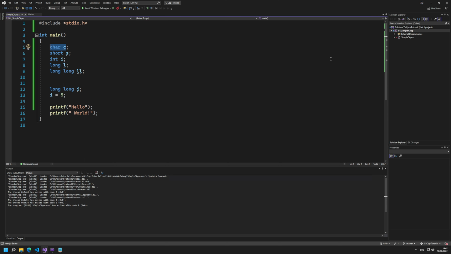You can always do this. You can always have these char, short, int, long. You can always have them. It's not an issue. But anyway, let's put this to input here.